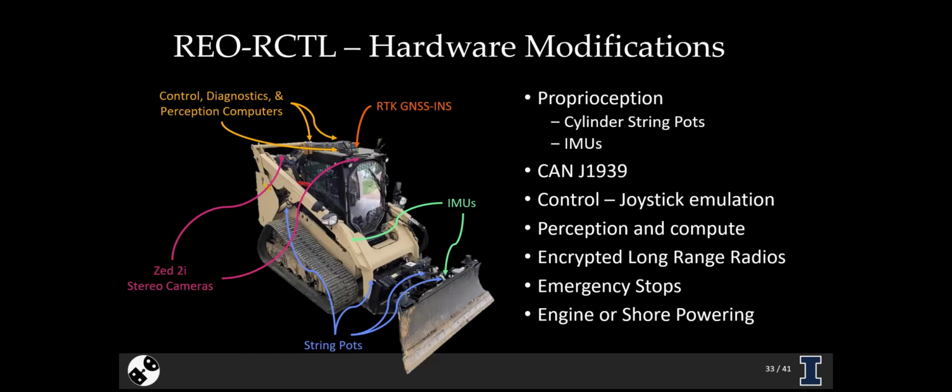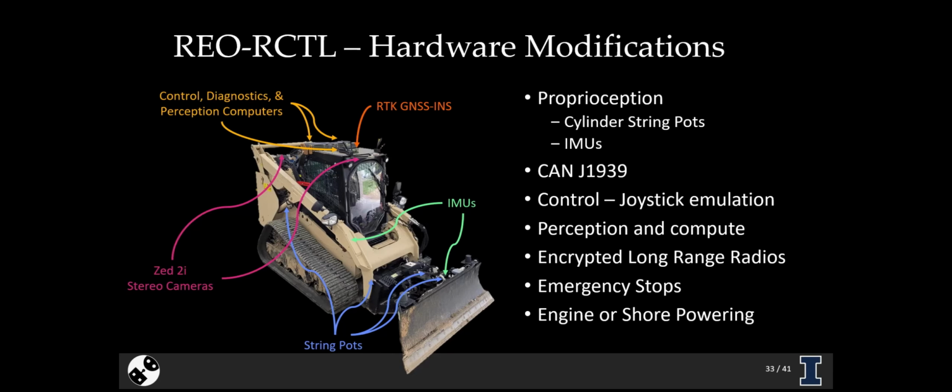So just to give a brief overview of the hardware modifications here, this is the actual physical RIO RCTL. There's been a number of sensors added to this system, including proprioceptive sensors. So we have these string potentiometers that are measuring the extensions of the hydraulic cylinders, giving us feedback on the joints. We also have inertial measurement units. They provide a secondary observation of these joints, although they're not currently being used because they were too noisy. And as far as the perception system goes, we have stereo cameras that are facing forward of the vehicle as well as the rear, providing us observations of the terrain as the vehicle is moving around.